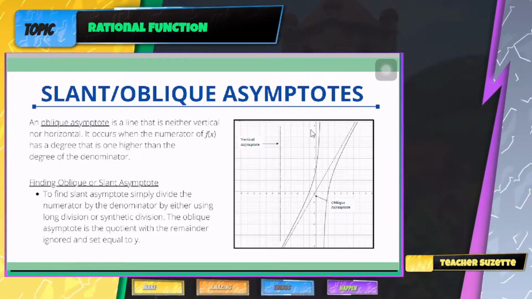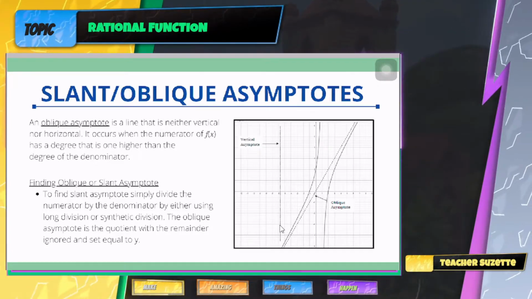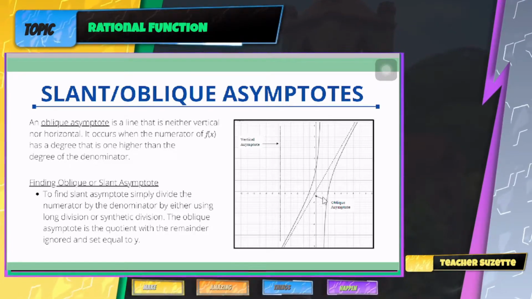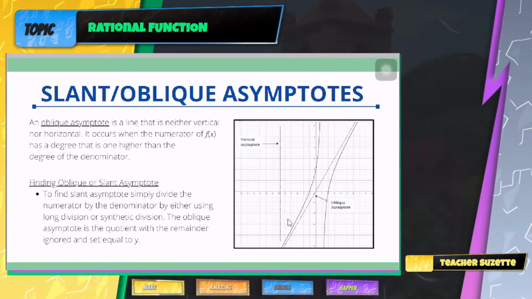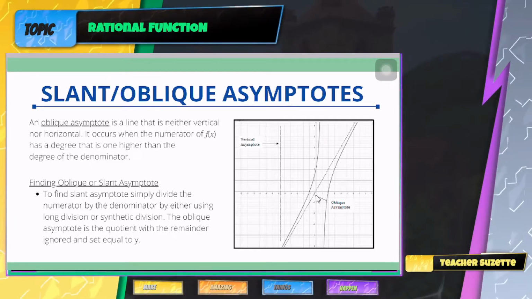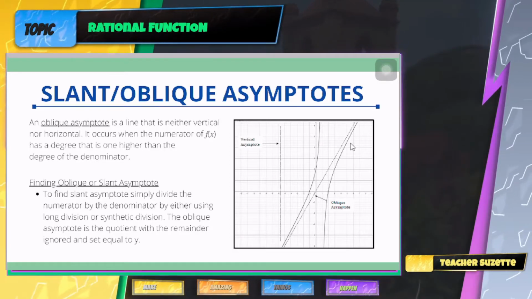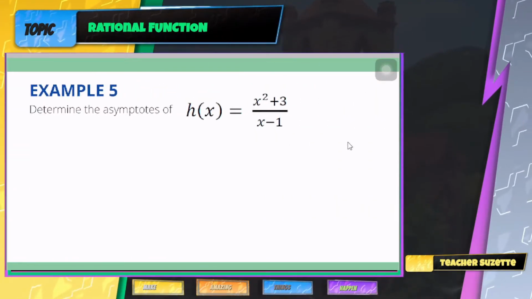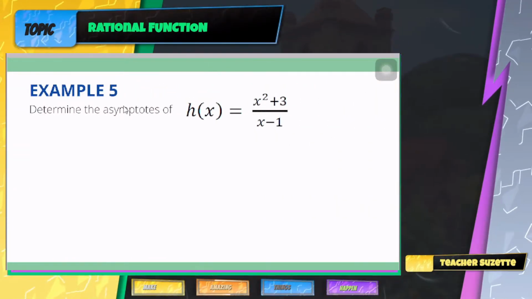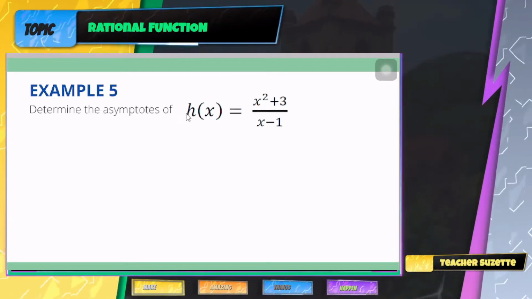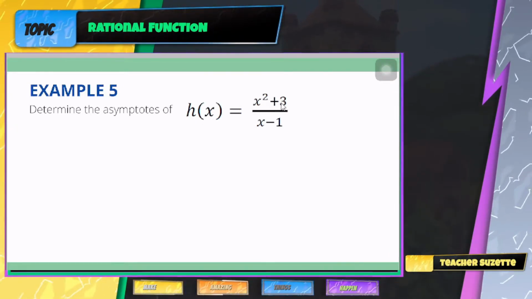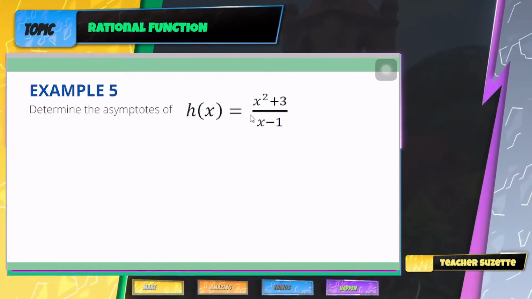So, this is our example or diagram for the oblique asymptote. We have a vertical asymptote. Then, in this instance, our asymptote is slanted. Now, let's have our example. Determine the asymptote of h of x is equal to x squared plus 3 all over x minus 1.